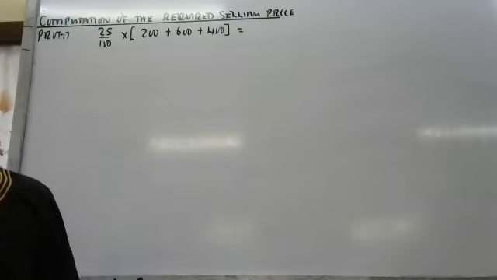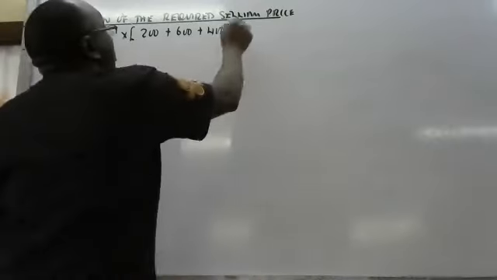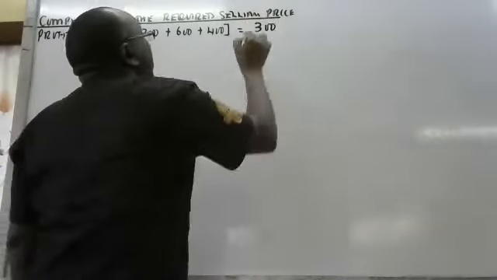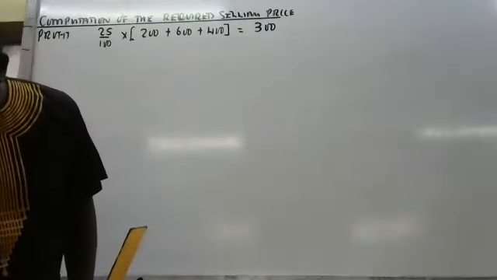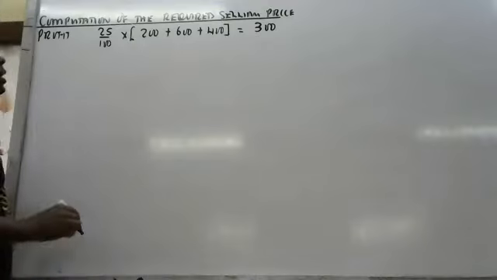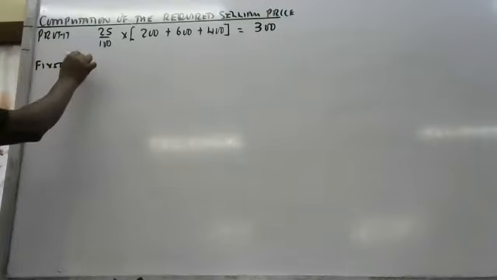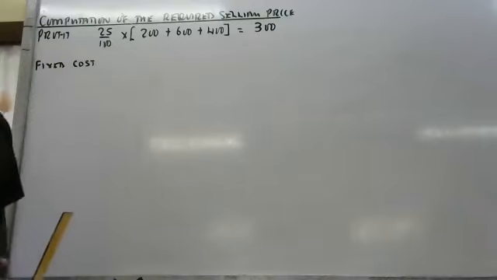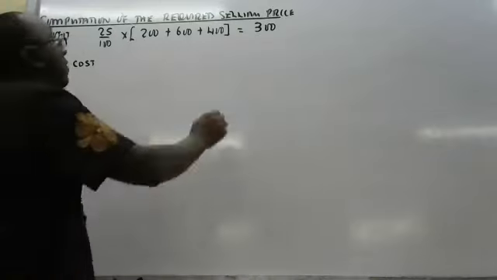Is 300, and the figures are in millions, so 300 million. Okay. Then we bring the fixed costs. The fixed cost, you can see we are told it is what? 400 million.